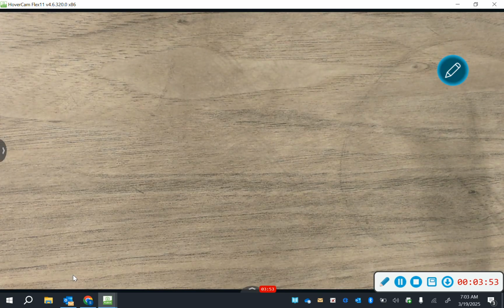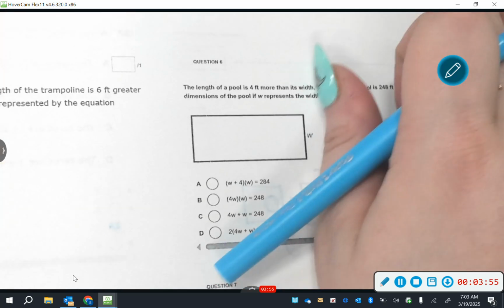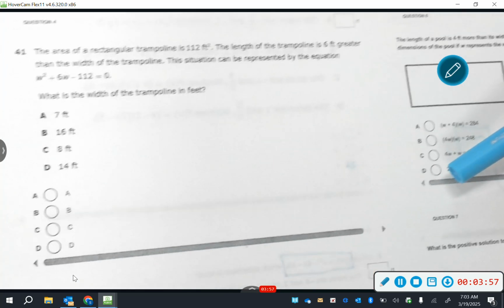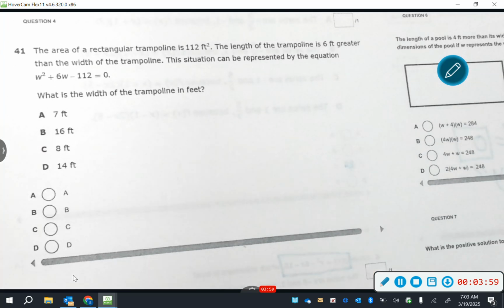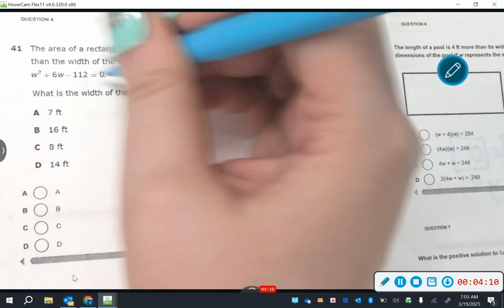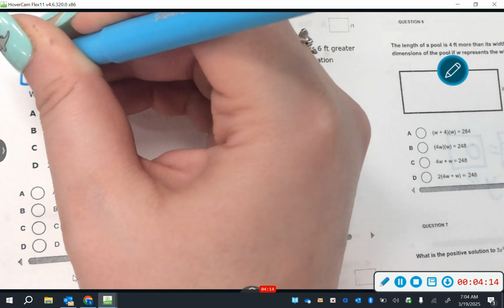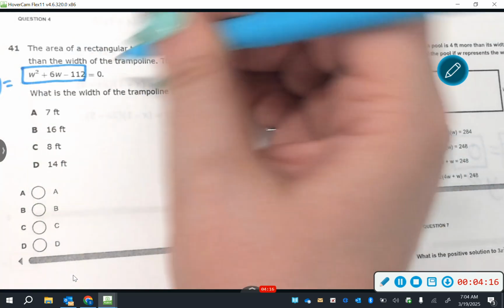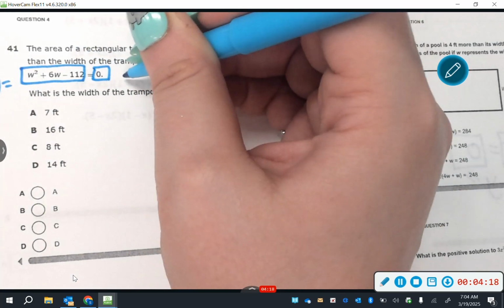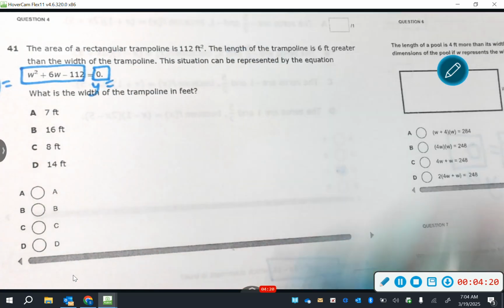Flip into the back, question number 4. It says the area of a rectangular trampoline is 112 feet squared. The length of the trampoline is 6 feet greater than the width of the trampoline. The situation can be represented by this equation. Bam. Calculator's what that tells me because they gave me an equation. We're going to plug this in using y equals and go see where they cross.